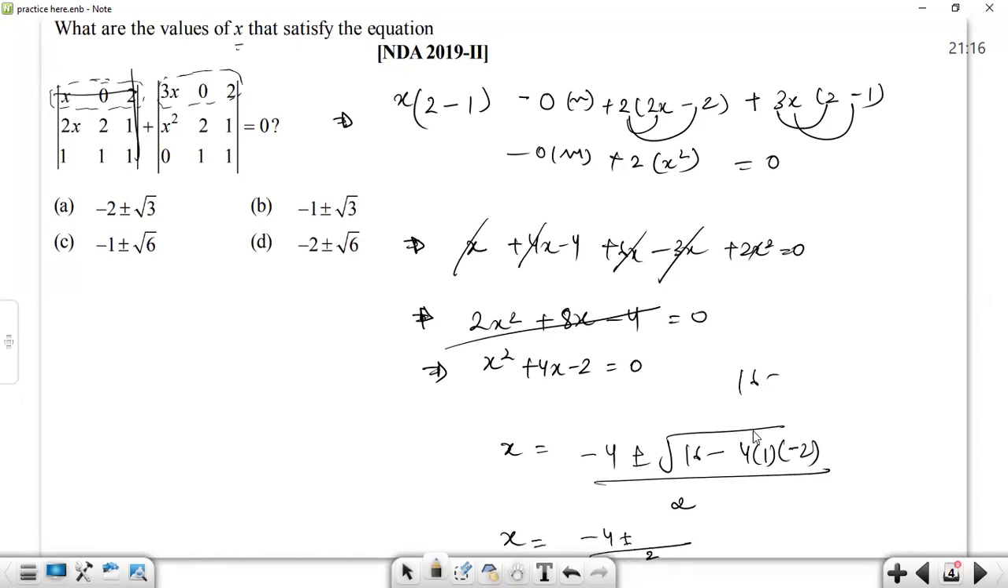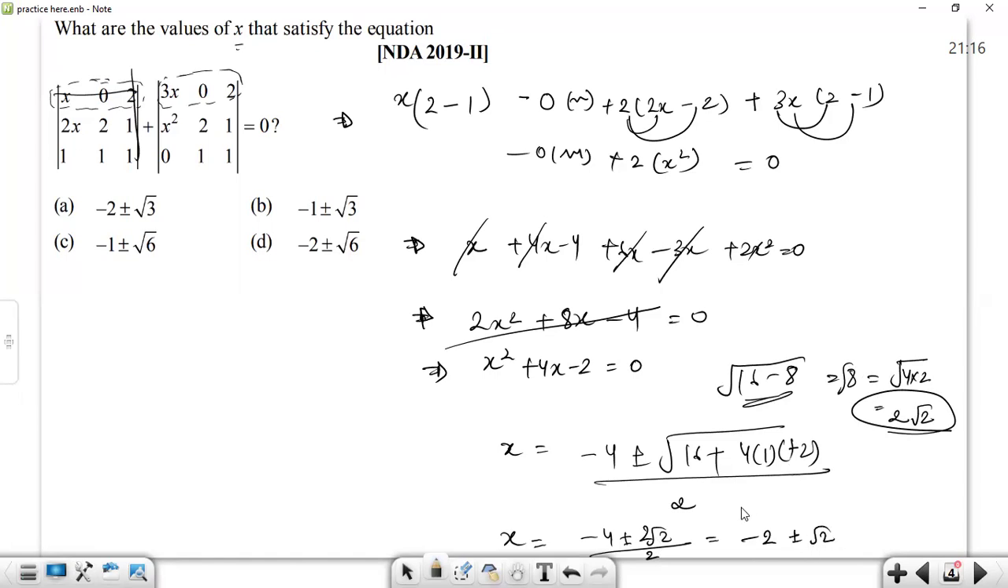Now 16 minus this plus the minus gets multiplied, makes it a plus. 4 into 2, 8. 16 minus 8 is square root of 8. Square root of 8 is 4 into 2. Now square root of 4 is 2, and square root of 2 is root 2 only. So the square root of 8 can be expanded as 2 root 2. So this becomes 2 root 2. Now dividing it by 2, 4 by 2 becomes 2. Now 2 gets cancelled by 2, root 2 is remaining.